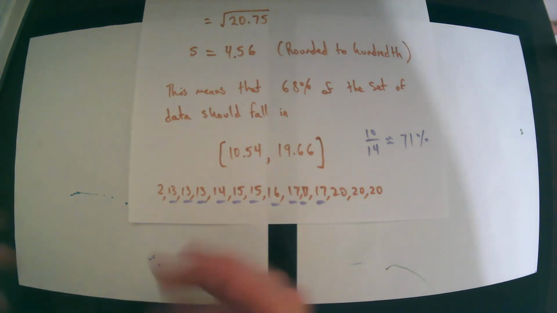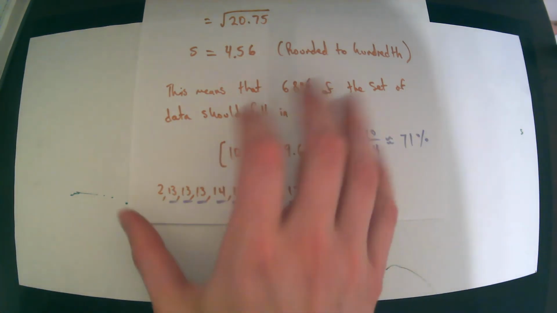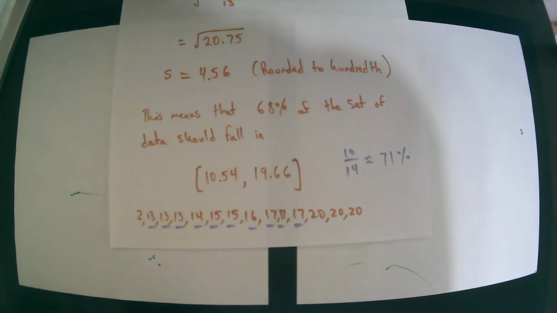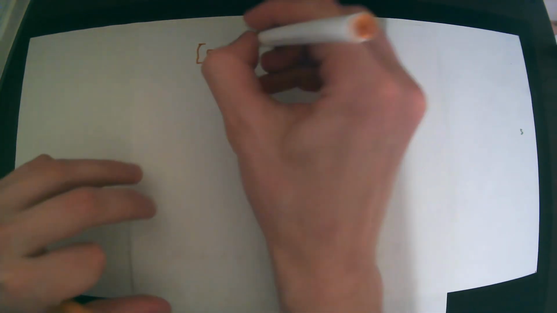Let's see if it's behaved well enough to have 95% of the data within 2 standard deviations. Let's do that on the back here. So a single standard deviation got us a pretty big range. If we did it again, I've got to see what it was. So 10.54 minus another standard deviation. This would be the mean 15.1 minus 2 of these would give me 5.98. And the higher value, 15.1 plus 4.56 plus 4.56 is 24.22.